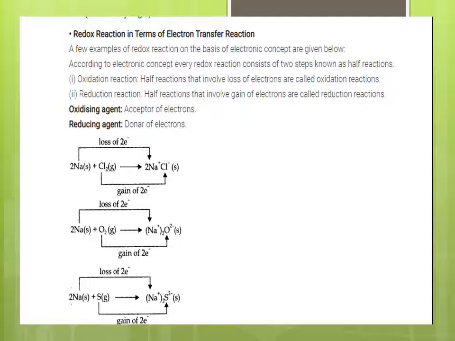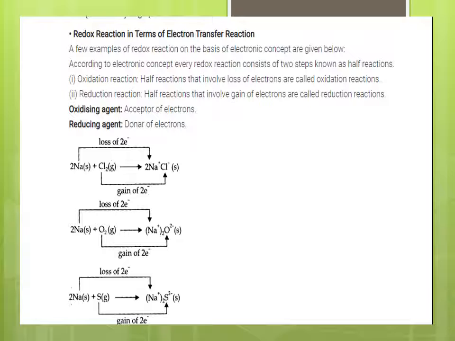Now, redox reaction in terms of electron transfer reaction. A few examples of redox reaction on the basis of the electronic concept are: number 1, oxidation reaction. Half reactions that involve loss of electrons are called oxidation reactions. Reduction reactions: half reactions that involve gain of electrons are called reduction reactions. Oxidizing agents are acceptors of electrons. Reducing agents are donors of electrons.